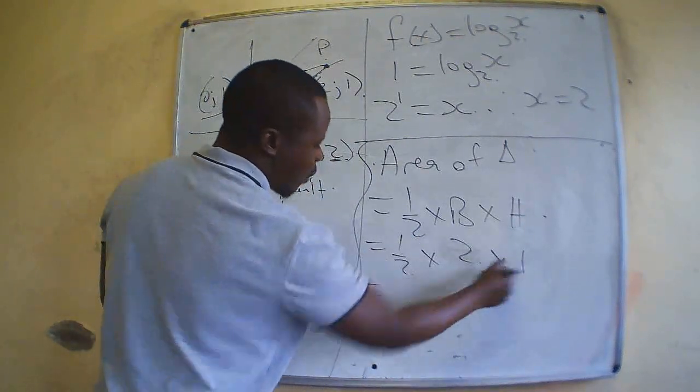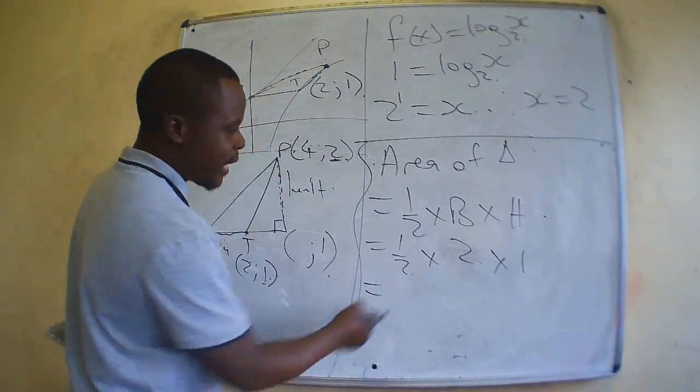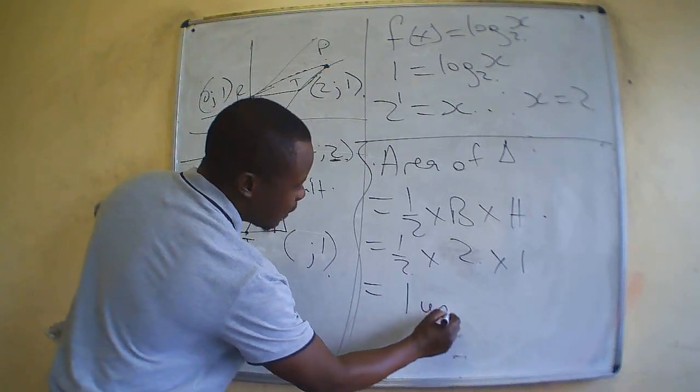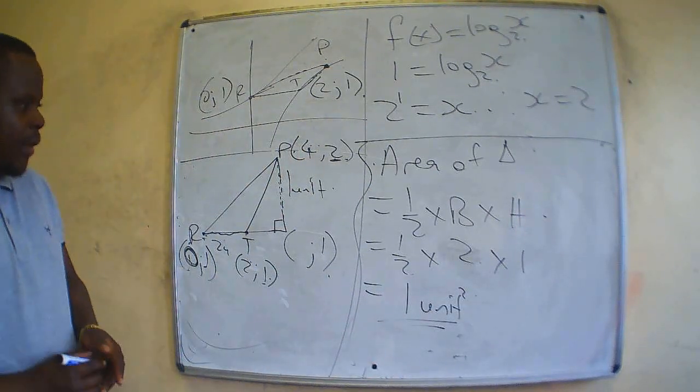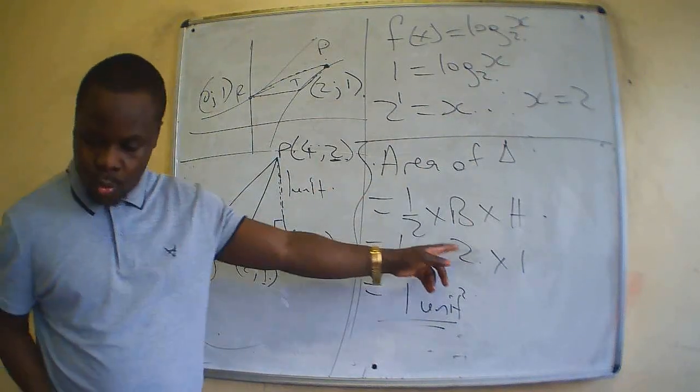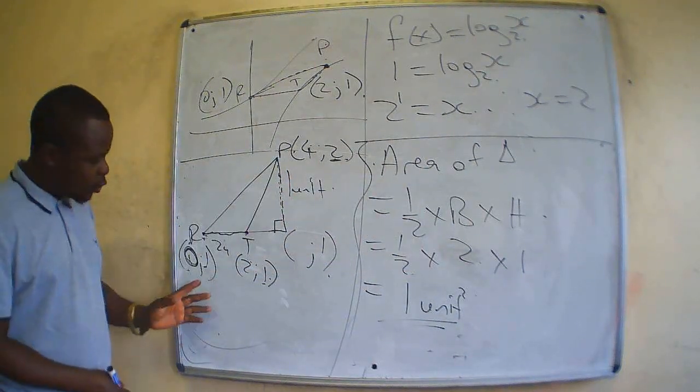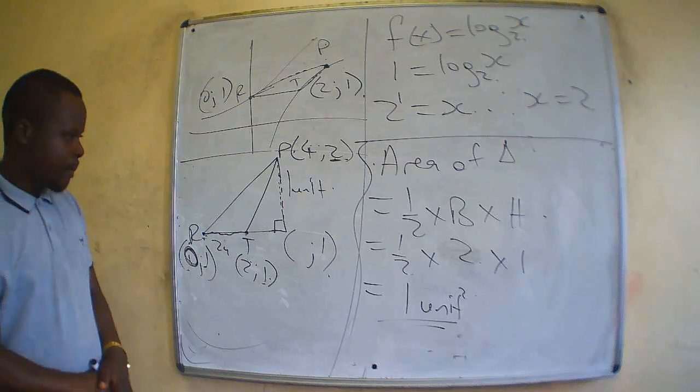Half times 2 times 1. Our final answer is half of 2, which is equal to 1 unit squared. So the value that we have, half times 2 times 1, is equal to 1 unit squared.